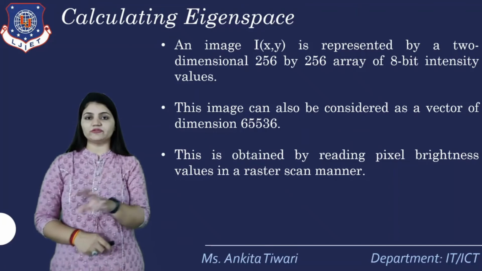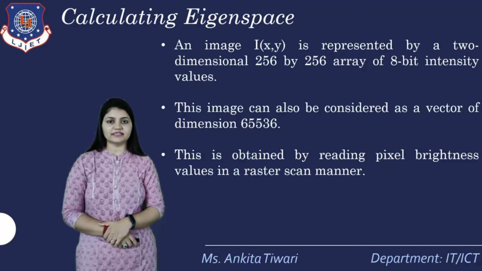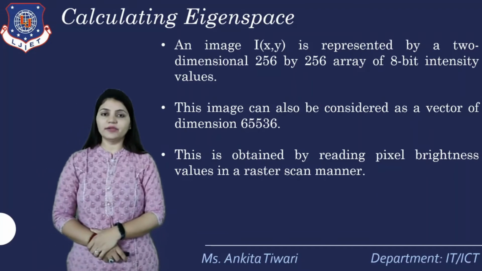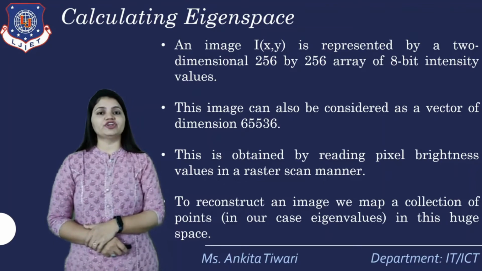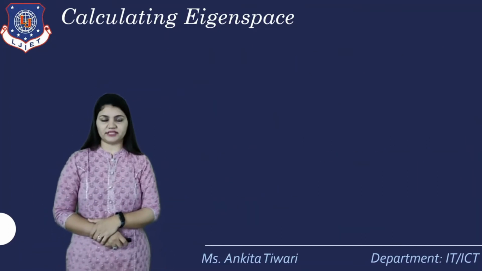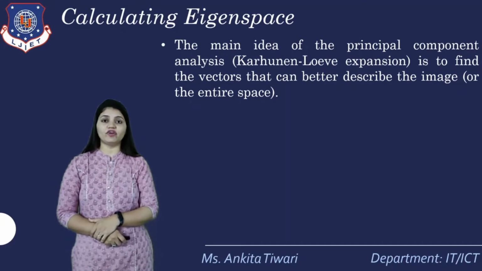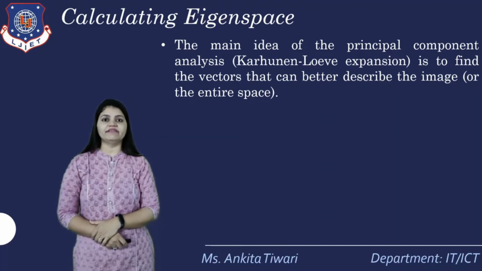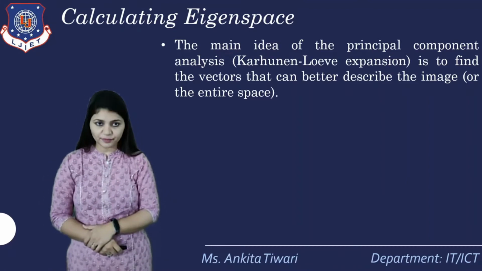Basically we have two types of scan systems, raster scan and random scan. Here we are discussing the raster scan system because we are taking pixel values for the image representation. To reconstruct an image, we map a collection of points, in our case eigenvalues, in this huge space. The main idea of principal component analysis, which we have already discussed, the Karhunen-Loeve expansion, is to find the vectors that can better describe the image, or the entire space.